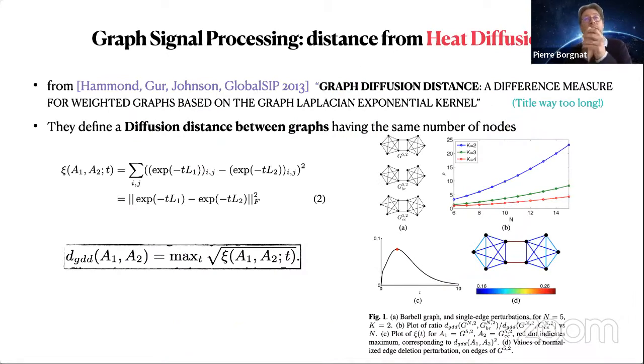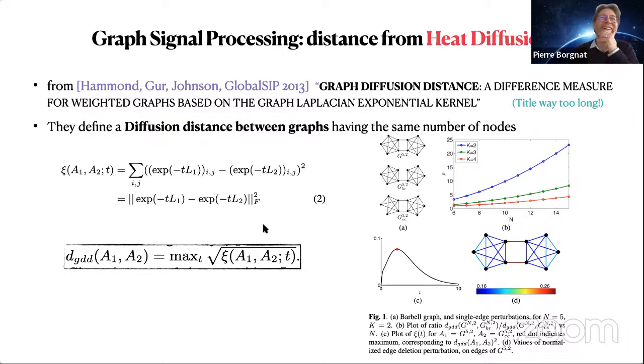And in fact, it was already proposed 10 years ago by David Hammond in a paper at GlobalSIP that this was a good way to build a distance between graphs. So he proposed this graph diffusion distance. Again, like me before, he has a title that's way too long, and his article was not forgotten, but maybe not that often read.